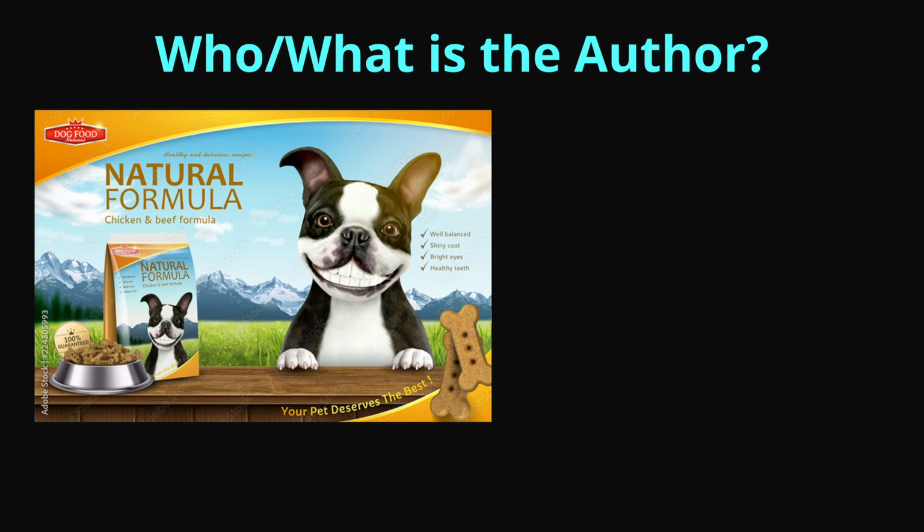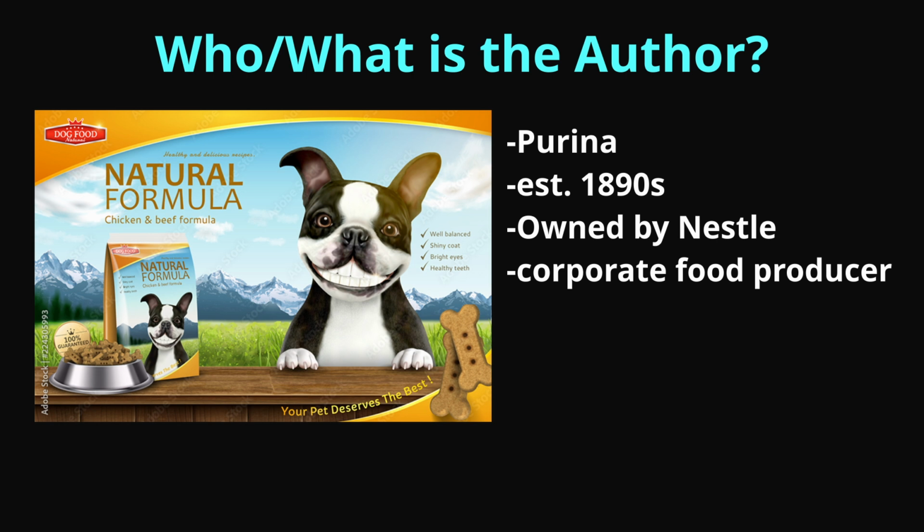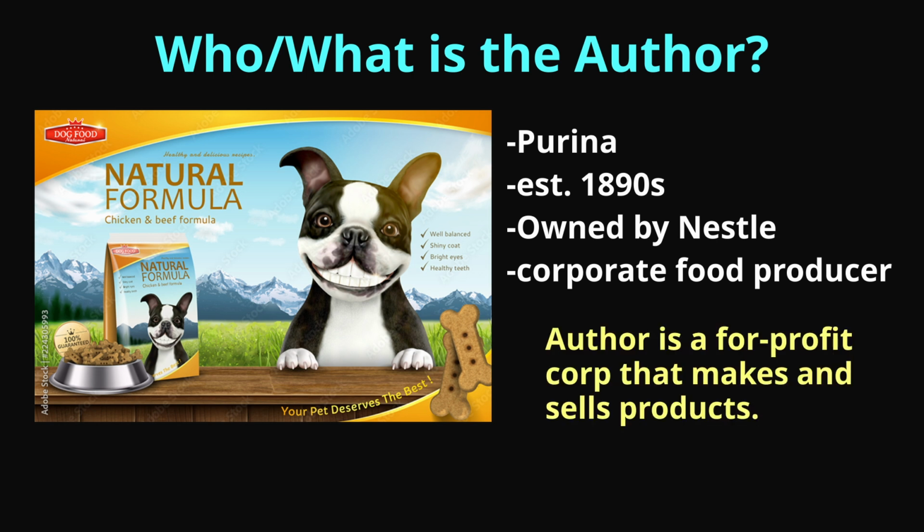Here is a dog food producer. Now this is a stock ad, so let's just pretend that it's Purina. Purina is a company that produces dog and cat food. It began in 1894. In 2001, it was acquired by Nestle. And so that makes Purina a conglomerate of a very large food production corporation. So if we back out for a minute, our author is a for-profit corporation. It makes products that it sells for profit. We need to keep that in mind.